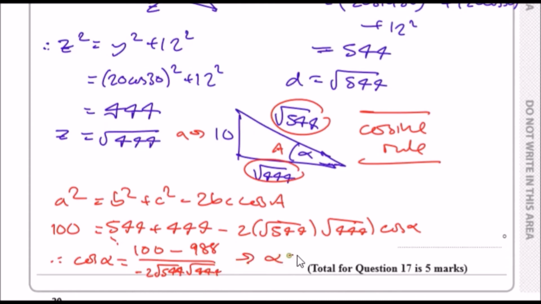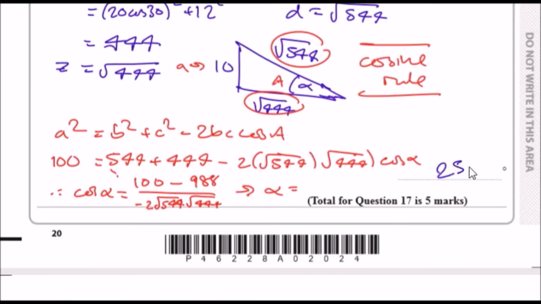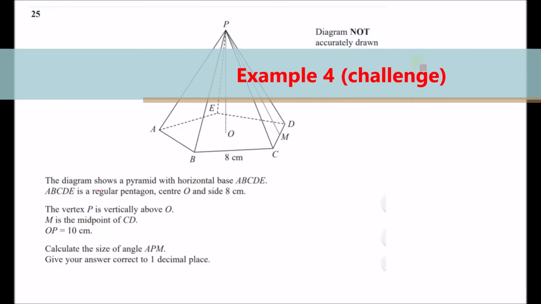Once you put it in the calculator you get a certain figure and then you want to cos inverse it, which gives 25.4 degrees to 1 dp. So let's check it out.